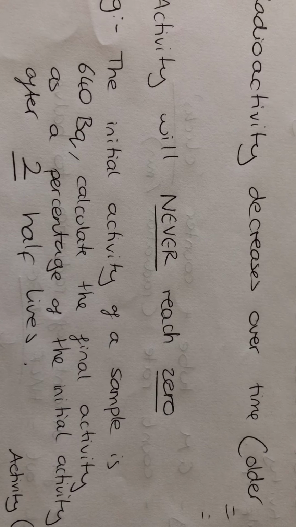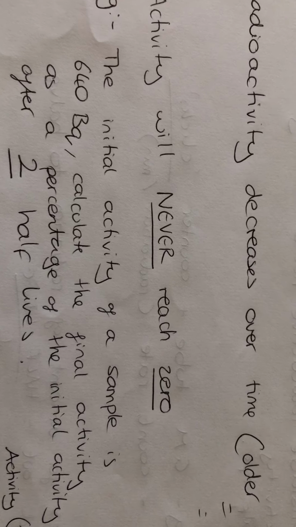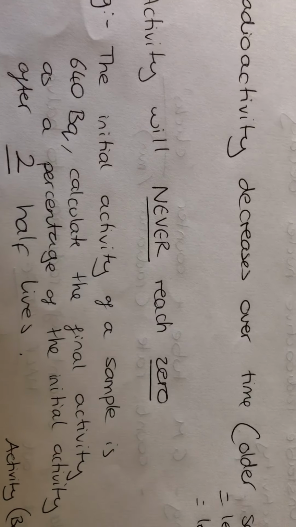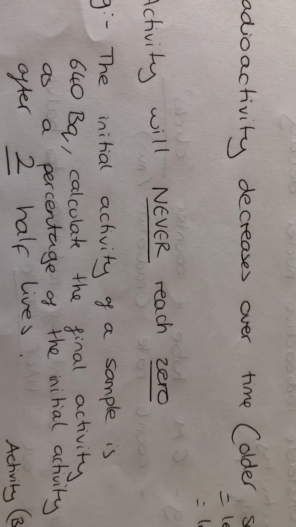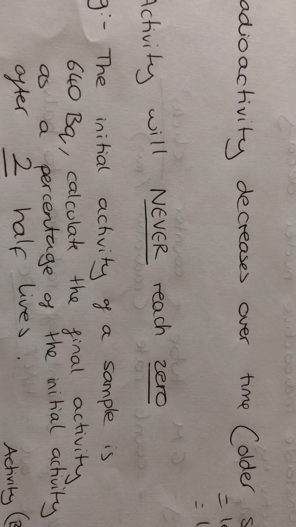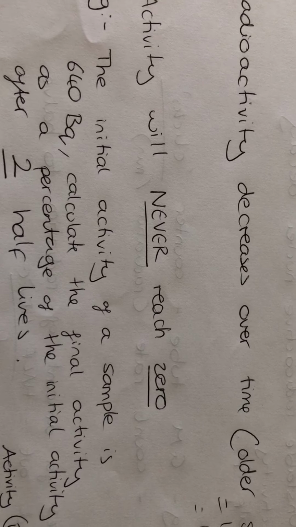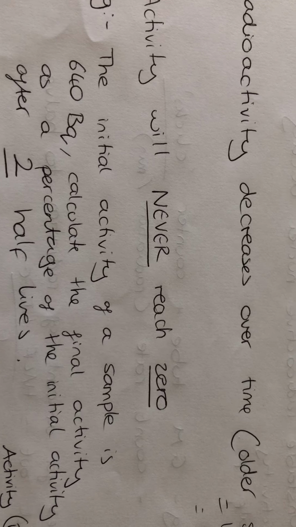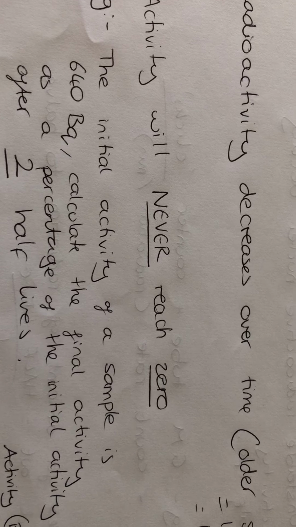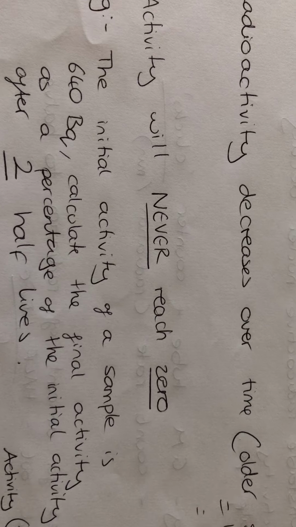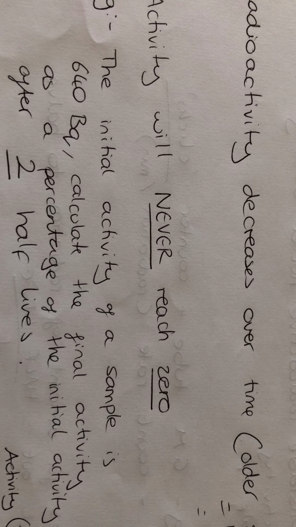What the question's saying to you is, the initial activity of a sample is, so you have a sample of radiation in front of you, and it's giving off a count rate of 640 becquerels. Now, it's going to go through 2 half-lives, so that's your question. First thing to think about is, I've got 2 half-lives, and I need to calculate the final activity as a percentage of the initial.